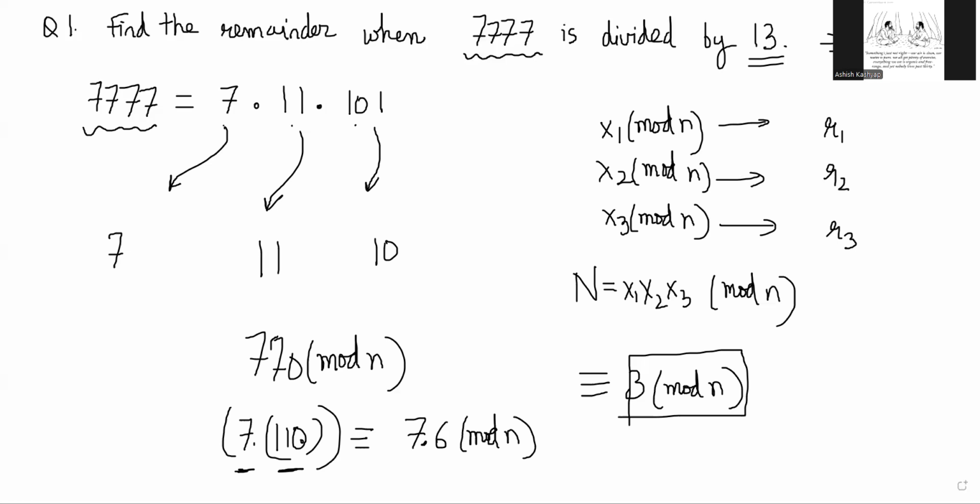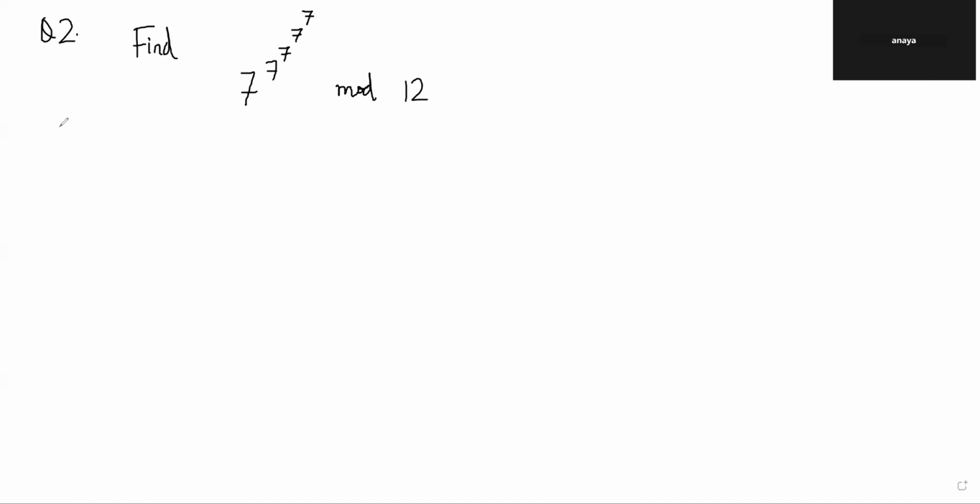Right. Now, slightly harder. Suppose we want to find out the remainder, or we want to find out 7 power 7 power 7 power 7 power 7 mod 12. So that's what we need to find here. There are 4 sevens in a power tower like this.